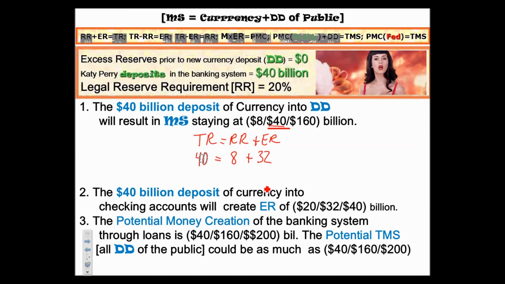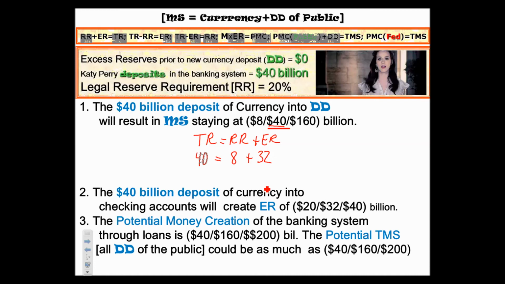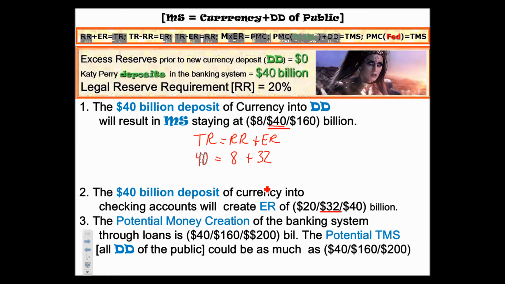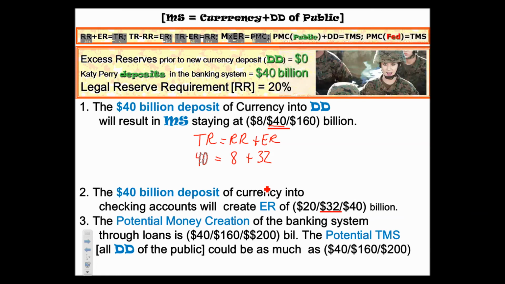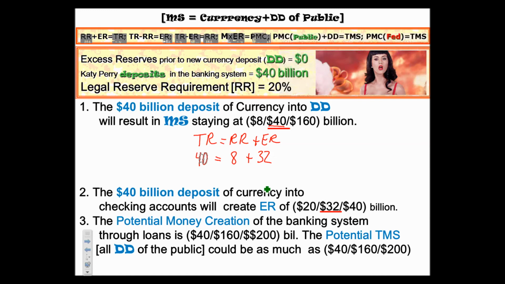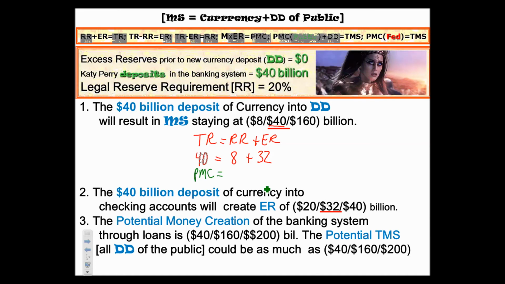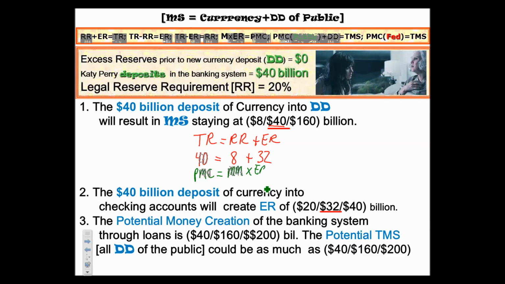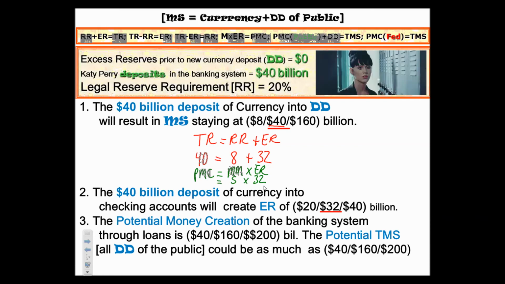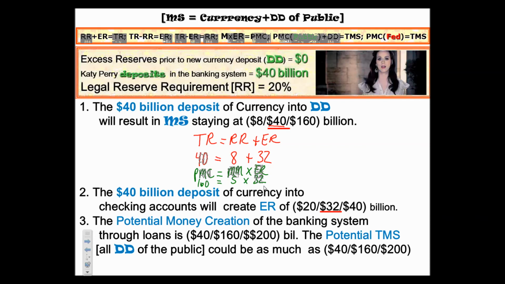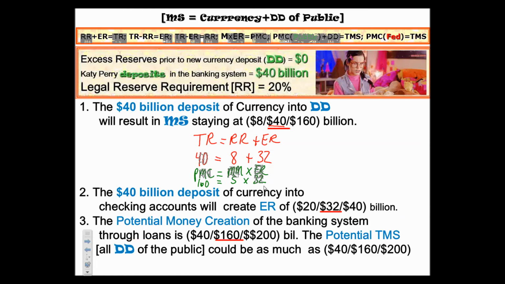So to answer number 2, the $40 billion deposit of currency into checking accounts will create excess reserves of $32 billion. The potential money creation through the banking system, if they loan out all of their excess reserves, is going to end up being, let's just write that out. PMC equals, what does it equal? The money multiplier times the excess reserves. Our excess reserves are 32. Our money multiplier is 5. So potentially, 160 billion in new money could be created.